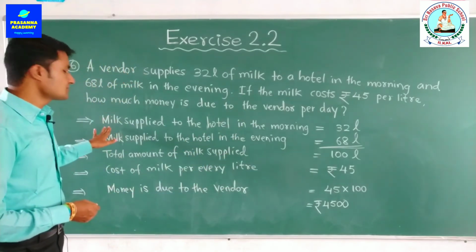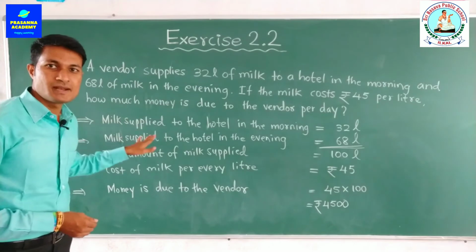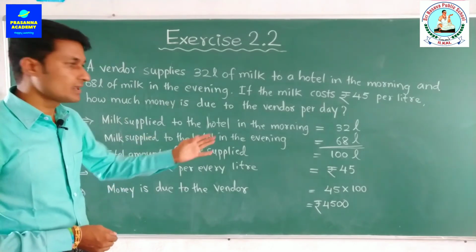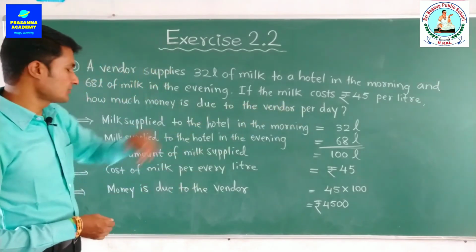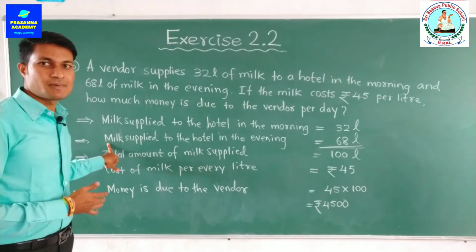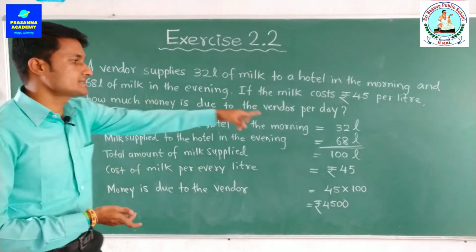So for this we need to write the first sentence as how much milk he has supplied in the morning to a hotel, that is 32 liter. Then how much milk he has supplied in the evening for the same hotel, that is 68 liter.